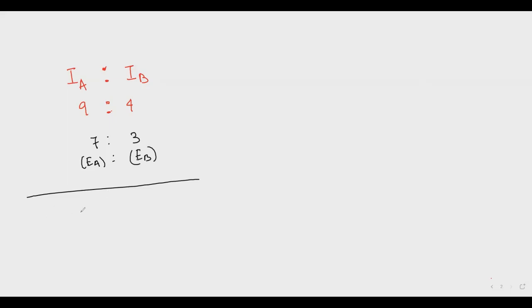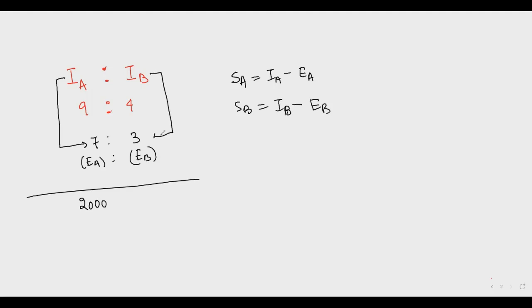According to the question, saving of A is income of A minus expenditure of A, and that saving amount is 2000. Saving of B is income of B minus expenditure of B, which is also 2000. So IA minus EA is 2000 and IB minus EB is 2000.